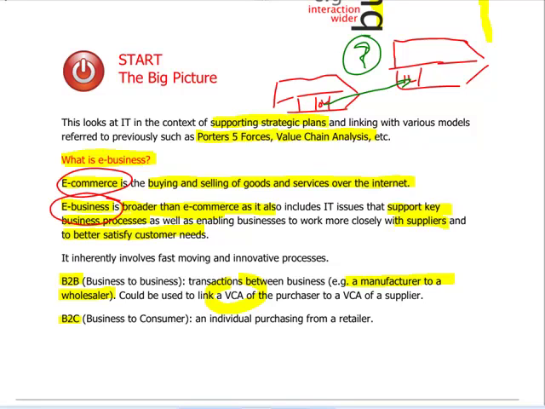The next one to have a look at is business to consumer, so B2C. So this is where instead of business to business, B2B, it's business to consumer. This is where an individual purchases from a retailer, so it's from the business up to the consumer, the customer in effect.